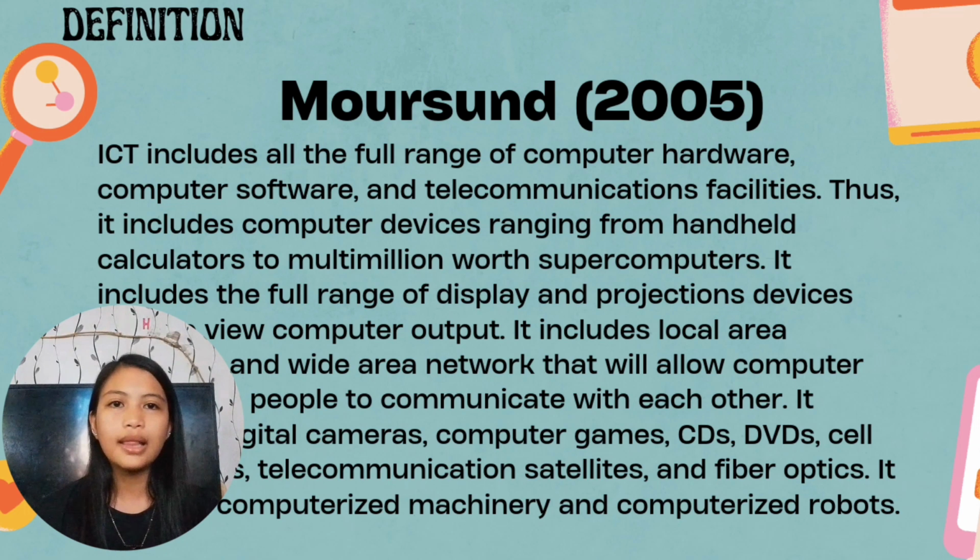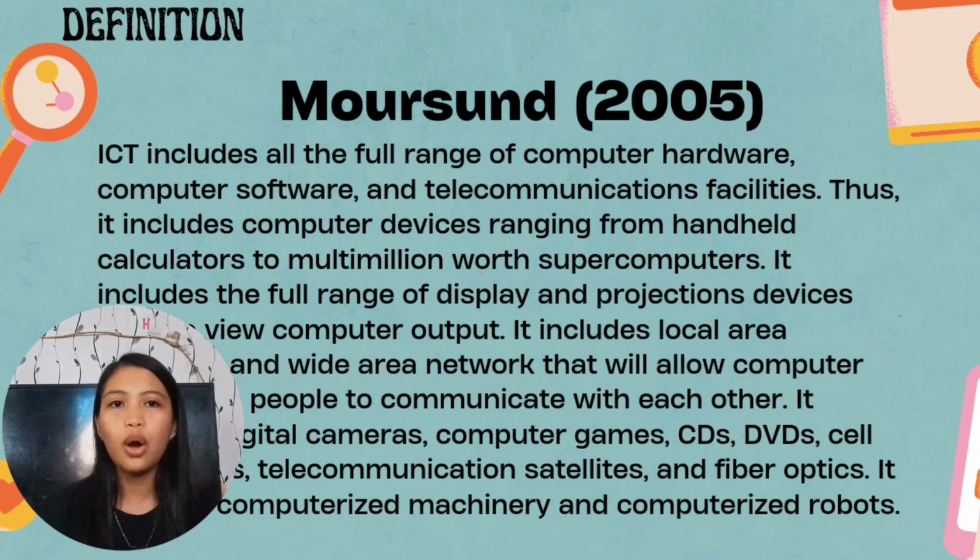It includes local area networks and wide area networks that will allow computer systems and people to communicate with each other. It also includes digital cameras, computer games, CDs, DVDs, cell telephones, telecommunication satellites, and fiber optics. It includes computerized machinery and computerized robots.